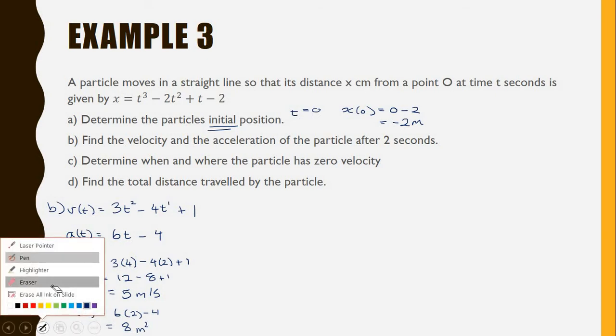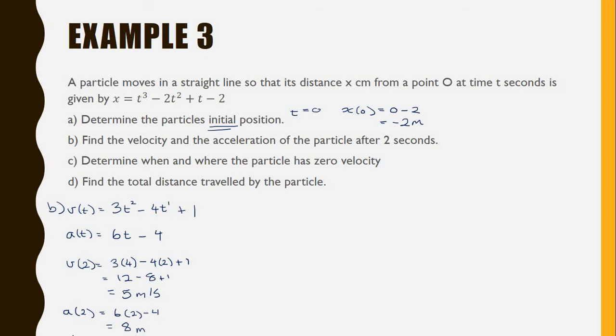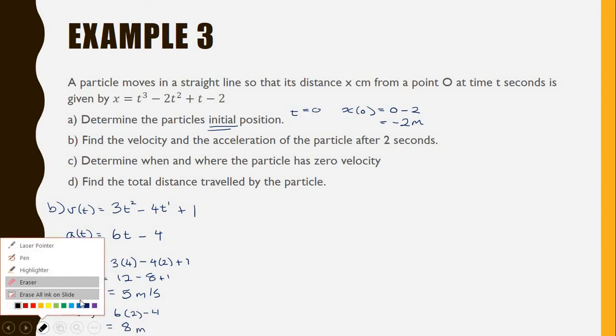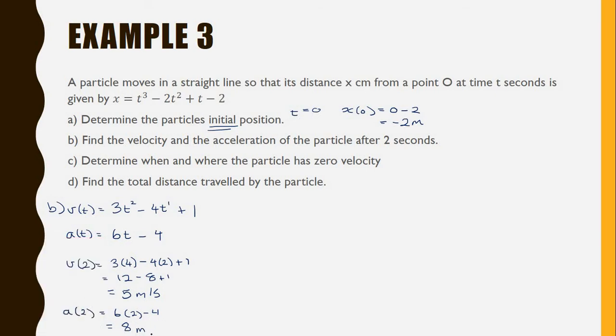8 meters per second squared is how we give velocity. Let's come back here, get my pen back. 8 meters per second squared.